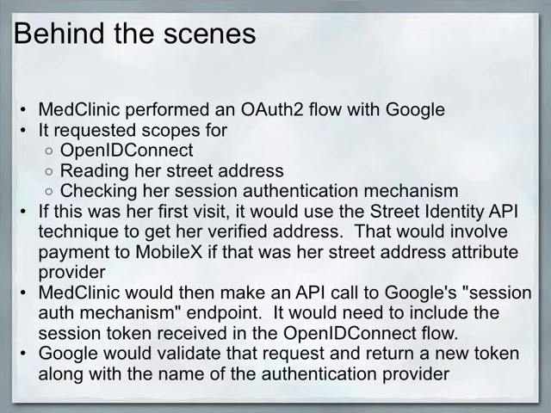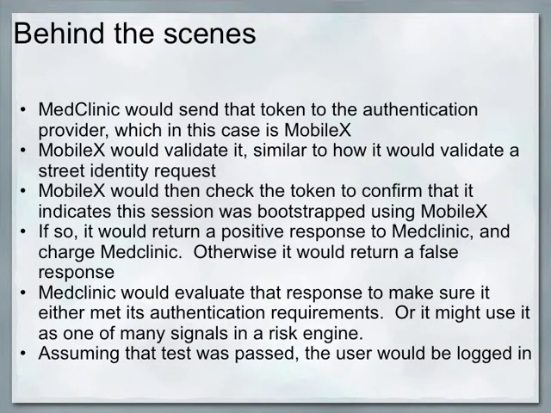So that information comes back to MedClinic, and at this point it realizes it's only a claim to MedClinic that the user's authentication provider is MobileX, but it doesn't actually say how the user was authenticated. So what MedClinic can now do is turn around, take that token it got from Google, and send it on to MobileX. MobileX would, just like the street address verification scheme, validate its proper token, and then look in the token for some signed data from Google, where Google is asserting to MobileX, yes, in fact, this is a token that was bootstrapped using you.